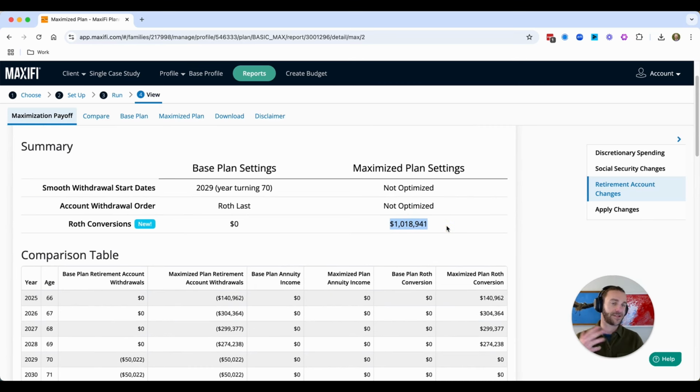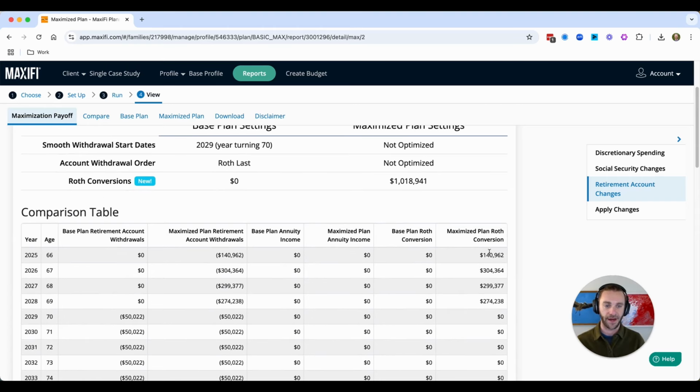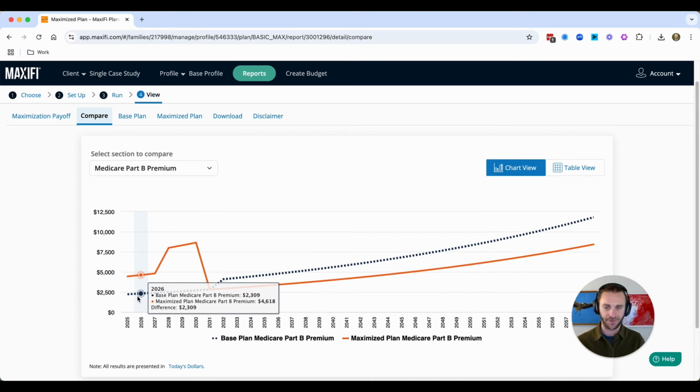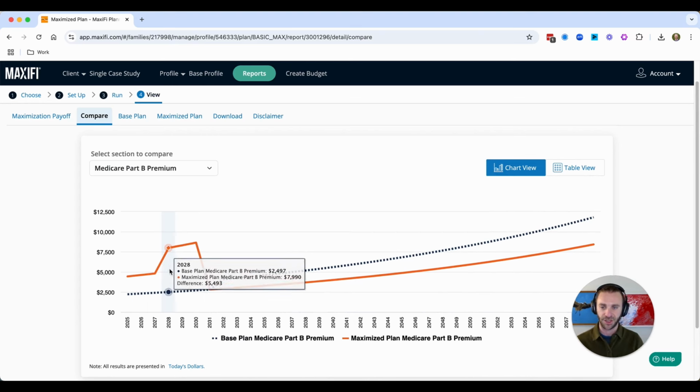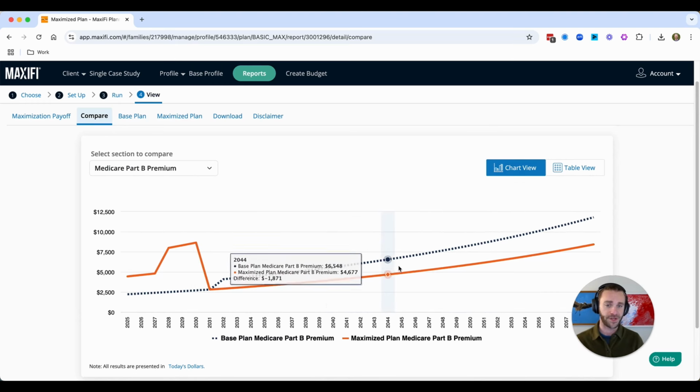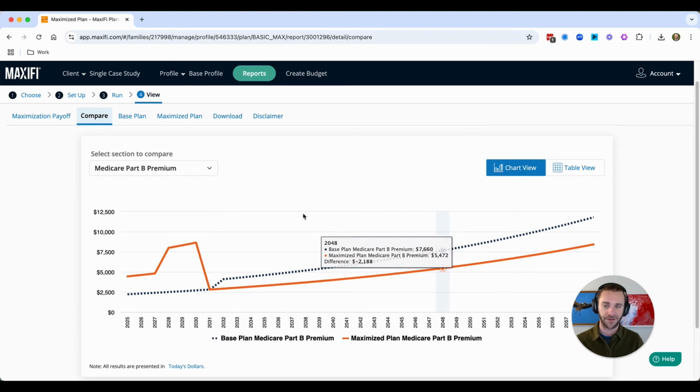The program is suggesting that Wanda convert her entire traditional IRA to a Roth IRA. And it's suggesting that she do so over the next 4 years, roughly $140,000 to $300,000 of conversions in each of those years prior to filing for Social Security at age 70. If you click on compare, you can see some of the other interesting results. As I had mentioned before, in this case, Wanda is paying more in Medicare Part B premiums today for reducing those Medicare Part B premiums in the future.